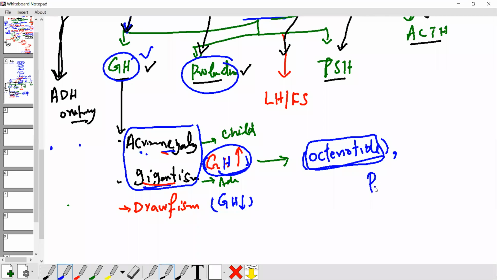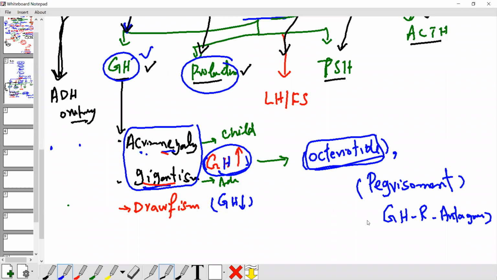Another drug we use is pegvisomant. Okay. What is pegvisomant? Pegvisomant is a growth hormone receptor blocker, a receptor inhibitor. Growth hormone receptor antagonist. Understand? So we can use pegvisomant in case of acromegaly and gigantism.